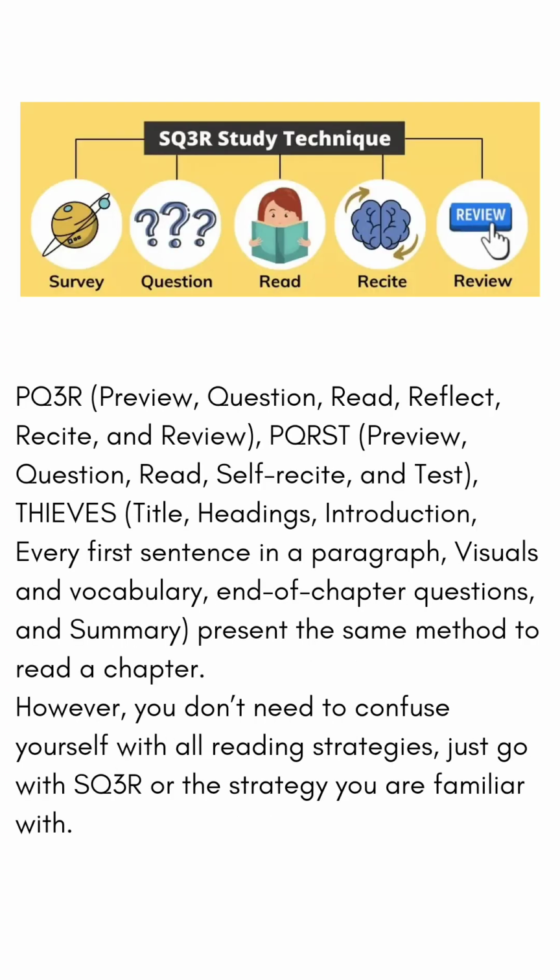PQ4R: Preview, question, read, reflect, recite, and review. PQRST: Preview, question, read, self-recite, and test. THIEVES: title, headings, introduction, every first sentence in a paragraph, visuals and vocabulary, end of chapter questions, and summary. They present the same method to read a chapter. However, you don't need to confuse yourself with all reading strategies. Just go with SQ3R or the strategy you are familiar with.